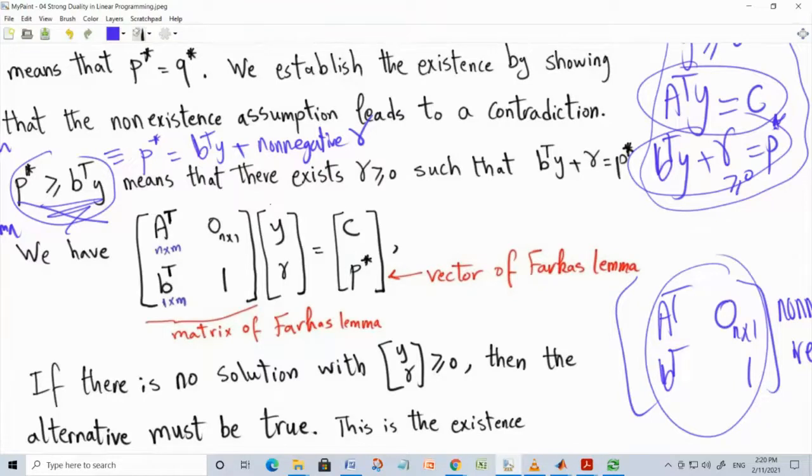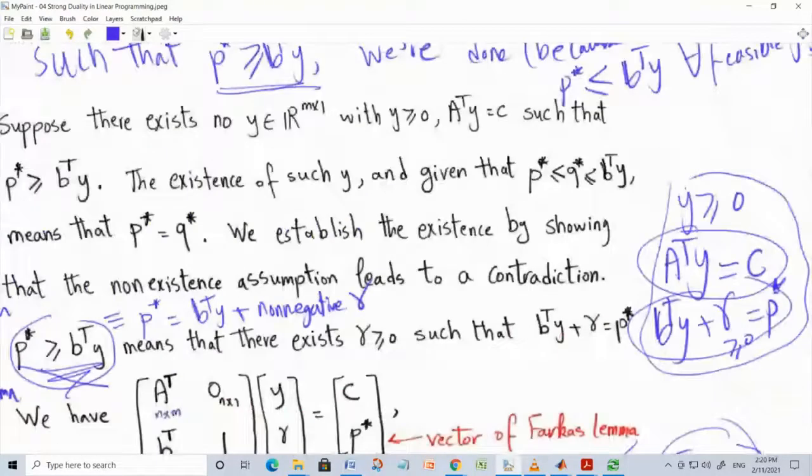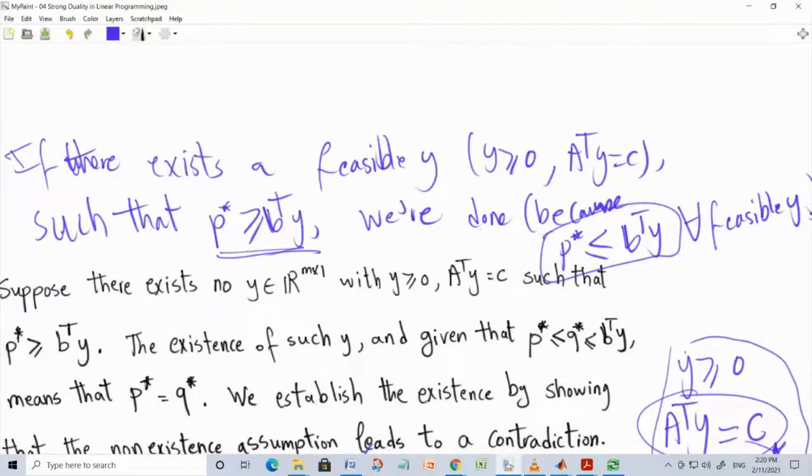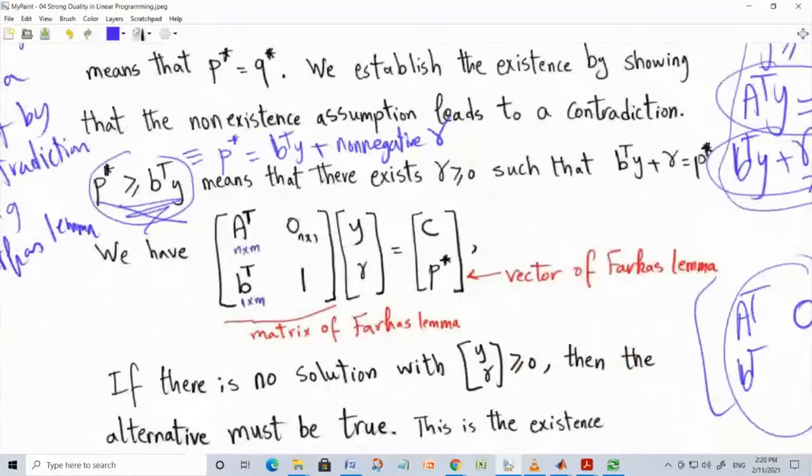find a feasible Y, meaning Y is non-negative and A transpose Y is equal to C, such that B star is greater than or equal to B transpose Y. Okay, again, if this is true, automatically we have weak duality, right? And if we have this thing true, then combining this will show that B star is equal to Q star, which is the objective of the dual program. So what we will do is basically say, no, this is not true. This cannot be the case.